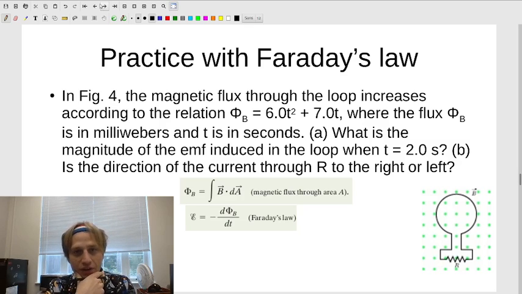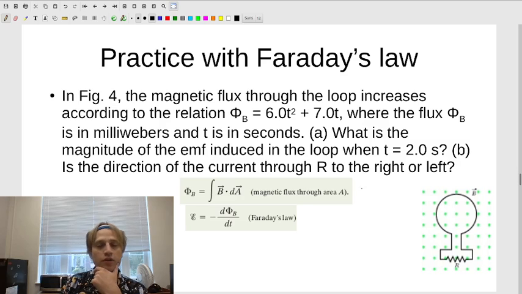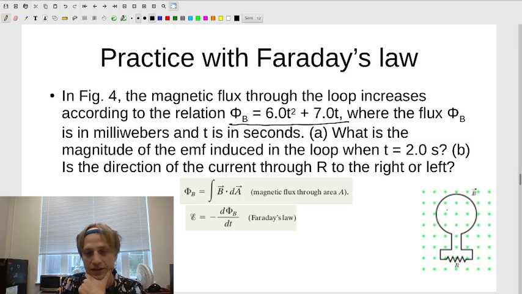Now, in our last video, I did this problem. The thing I want to focus on, so if you want to see me do this part of the problem, I encourage you to look at the end of our last video. But let's think again about the question of, is the direction of the current through R to the right or to the left? Okay, so in this problem, I have a magnetic flux that is pointing out of the page.